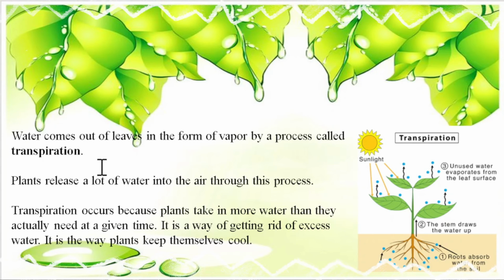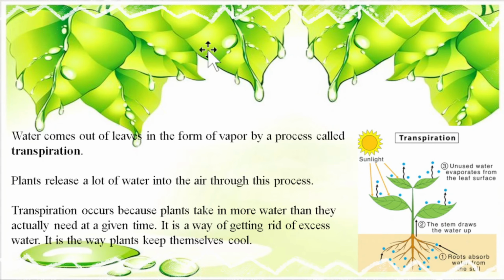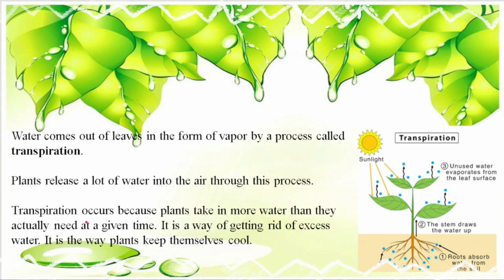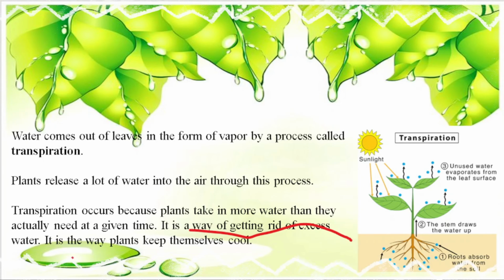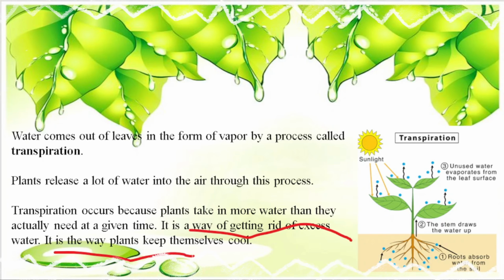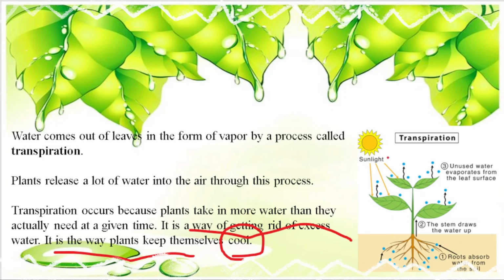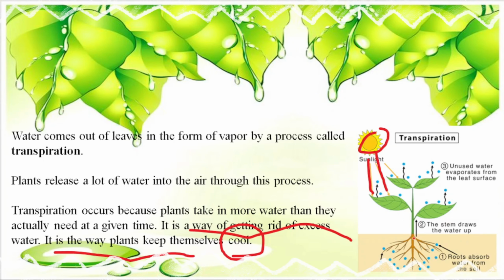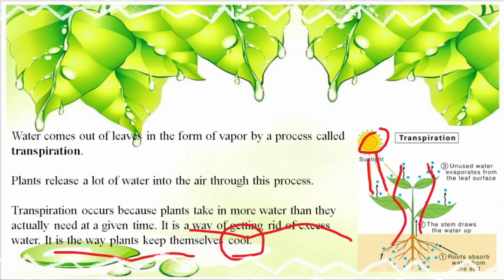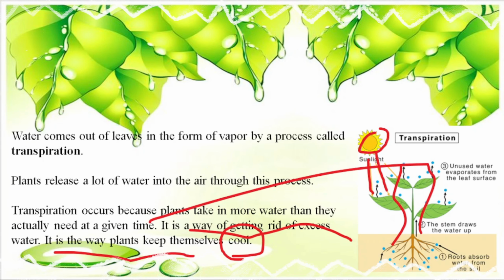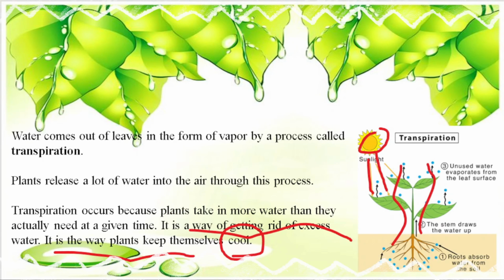Transpiration occurs because plants take in more water than they need. So what they actually do is get rid of the excess water by removing it from the leaves. It is the way that plants keep themselves cool. Am I right or not? Yes, you can see the sunlight is giving a lot of heat, and they are removing a lot of water from the leaves. The plants do that to keep themselves cool.